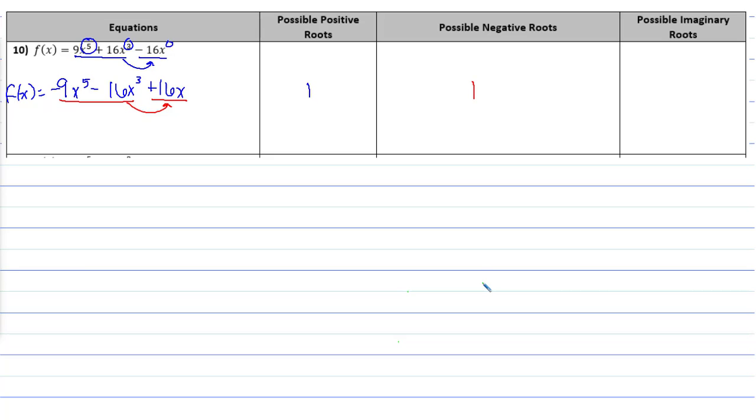So now let's look at the imaginary roots. When we look at the imaginary roots, we look at our highest power, and our highest power is a 5. And since that is odd, we are going to have to go down to 4 and then count down by 2's.